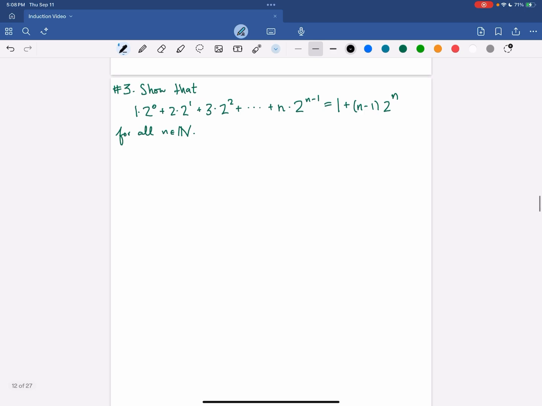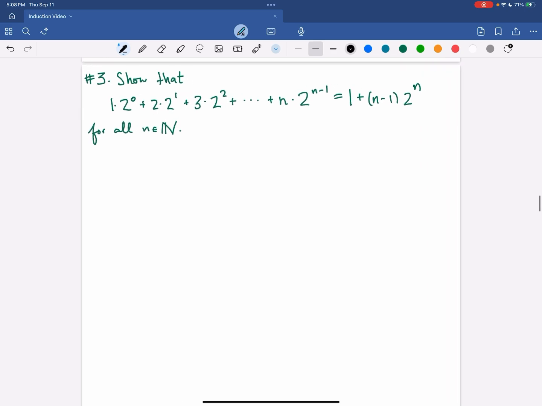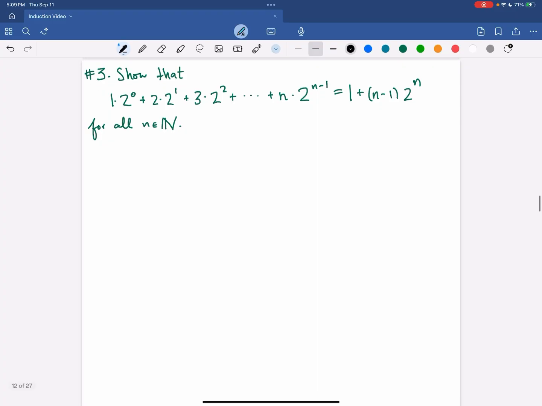All right, so example number 3. We want to show that 1 times 2 to the 0 plus 2 times 2 to the 1 plus 3 times 2 squared all the way up to n times 2 to the n minus 1 is equal to 1 plus (n minus 1) times 2 to the n, for all natural numbers n.